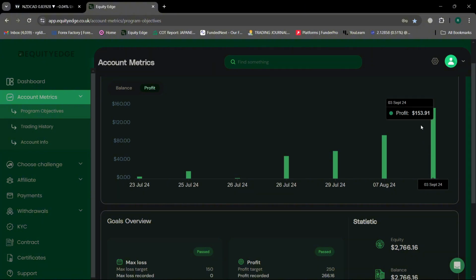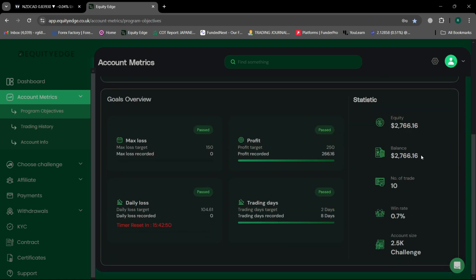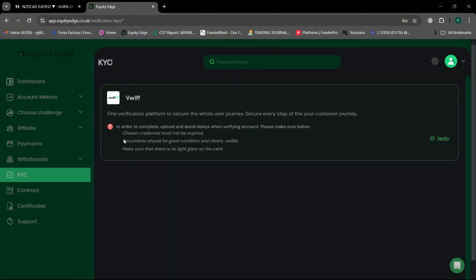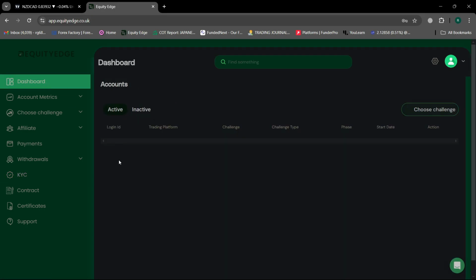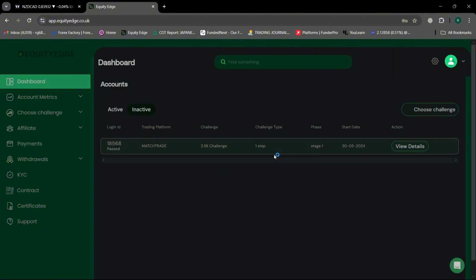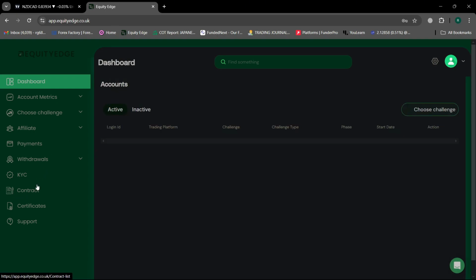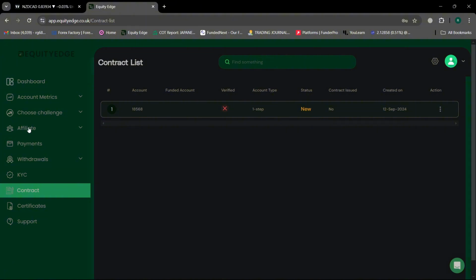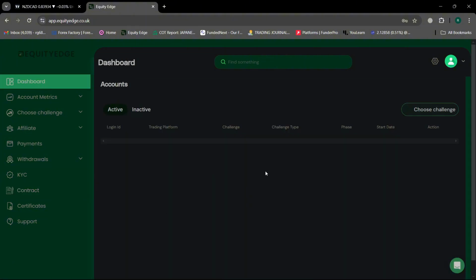So on 3 September I had $150. Not 3 September, this is 13 September. I don't know what it is. So yeah, I passed this. Now I need to do the KYC and all that. I will do the KYC today. After I finish the KYC, I will get my phase one live funded account. This was a one-step challenge, so yes, I passed it. After I do the KYC verification, I have to sign the contract also. Then I will get my live funded account.